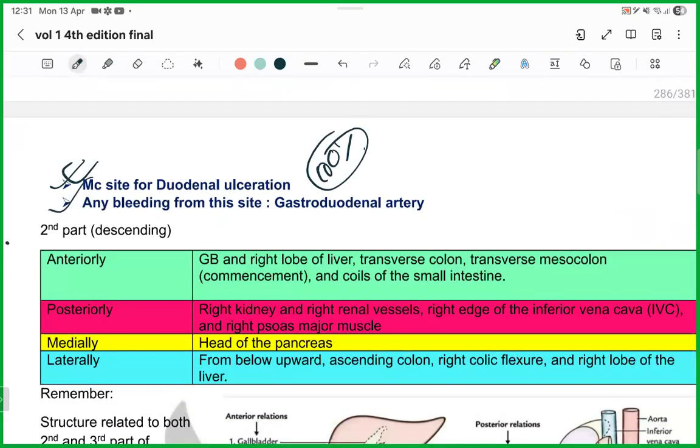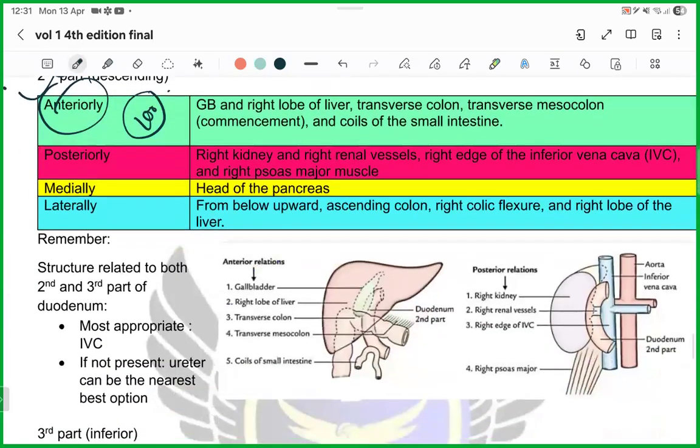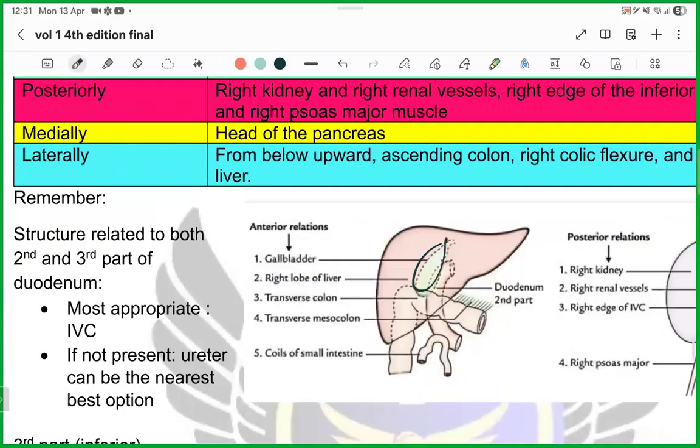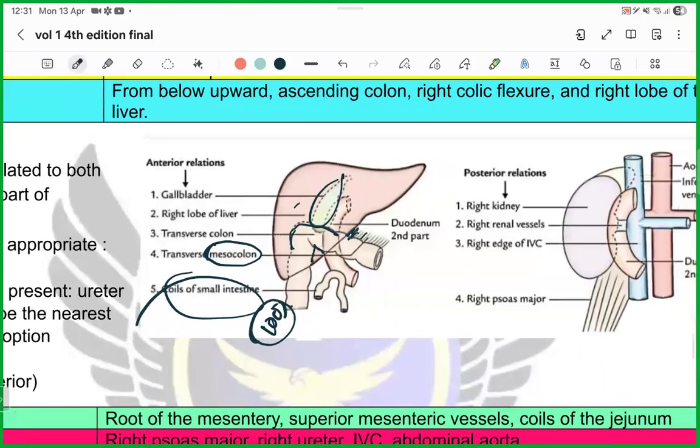I have told you. Then second part of duodenum, 100% important. So anteriorly, we have gallbladder, right lobe of liver. Then we have this flexure that is called hepatic flexure. Then we have transverse mesocolon. Remember transverse mesocolon. Then we have some coils of small intestine. You must remember all of these. They ask you questions from here.